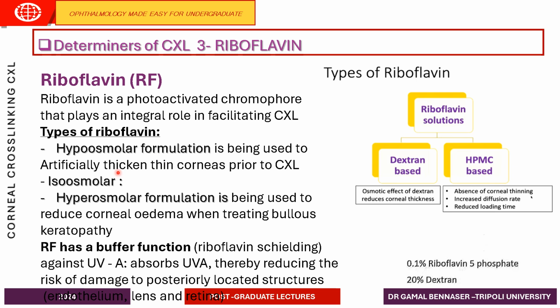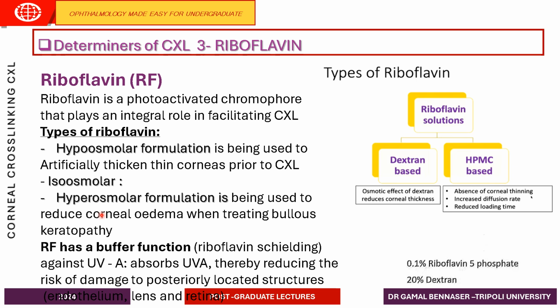Now, the classification based on the osmolarity: the hypoosmolar one is usually used to swell the cornea and is useful in thin corneas, and the isoosmolar one is, as we explained, used in the Dresden protocol, and the hyperosmolar one is used to shrink the cornea, especially in bullous keratopathy, because cross-linking can be used in corneal edema.